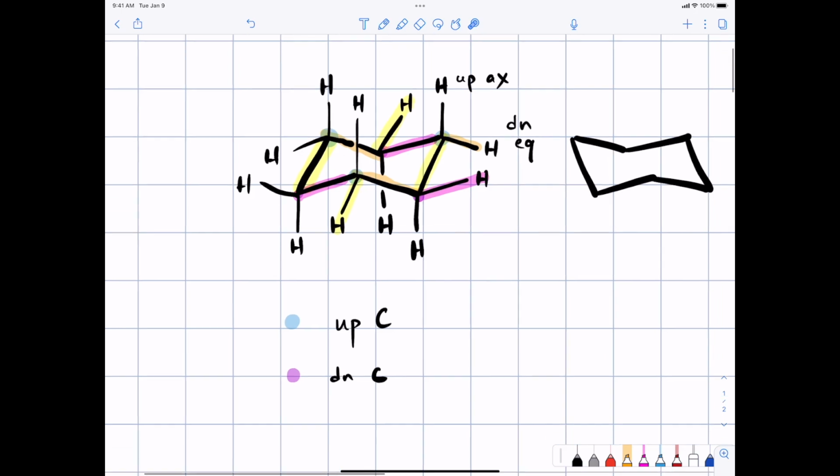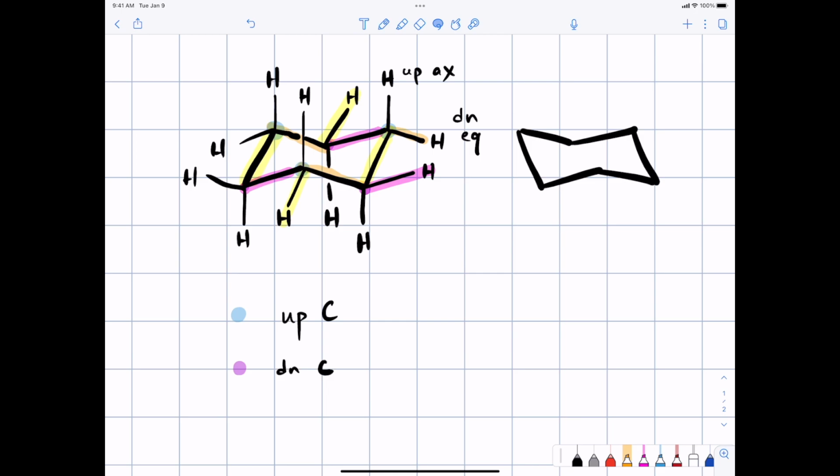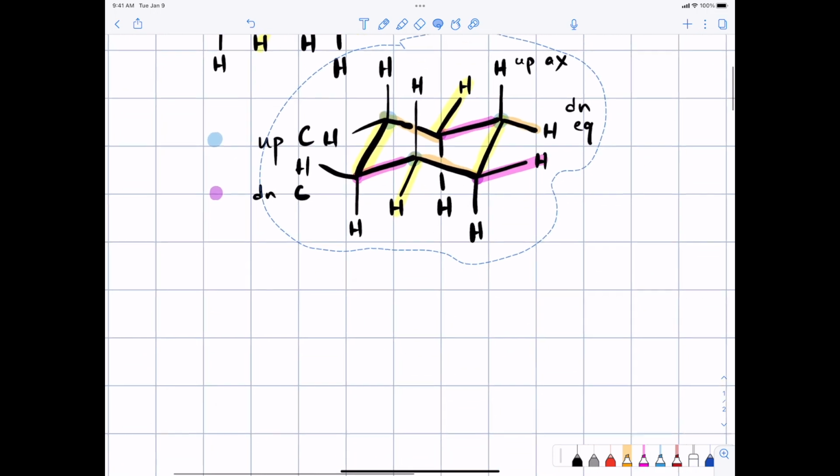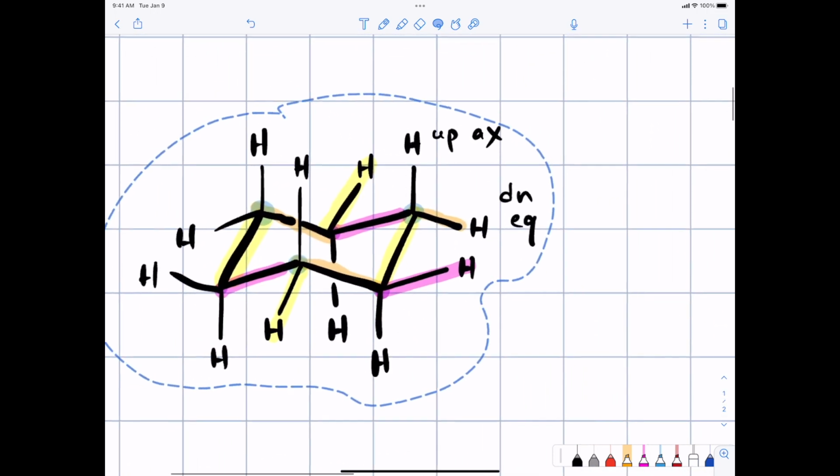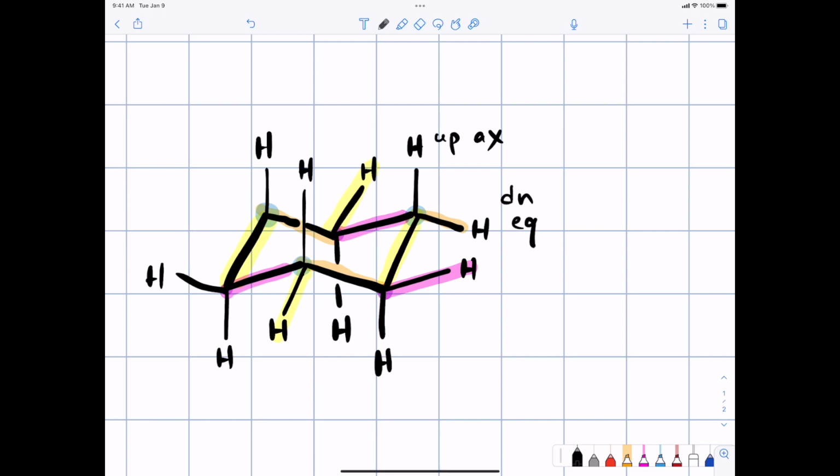Classic mistakes in chair drawing that I see are, I'm just going to copy this and show you the badness of past chairs. So sometimes people will do something like this. And the hydrogen isn't angled downward and it's not in an equatorial position. What else have I seen? I've seen people get confused with this carbon and which hydrogen is up and which hydrogen is down.